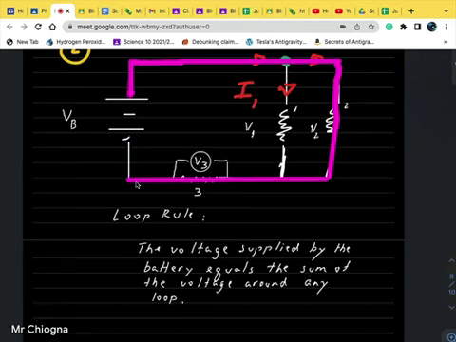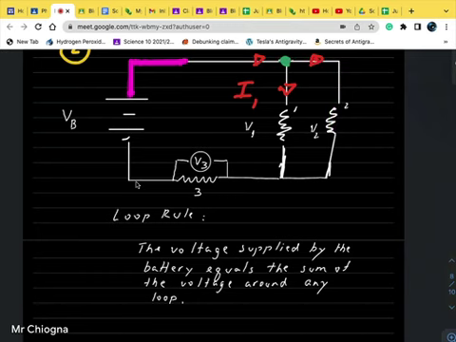Let's look at the first one. So the first loop is this one that I drew. It's a smaller loop that passes through the first resistor as opposed to the second one. That's the loop. What about the loop?